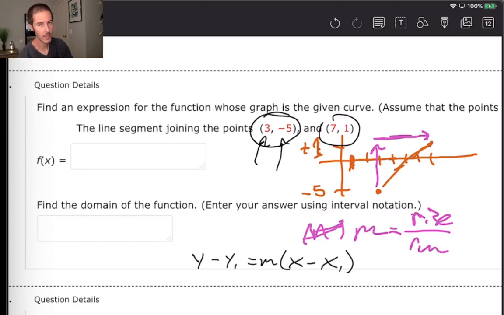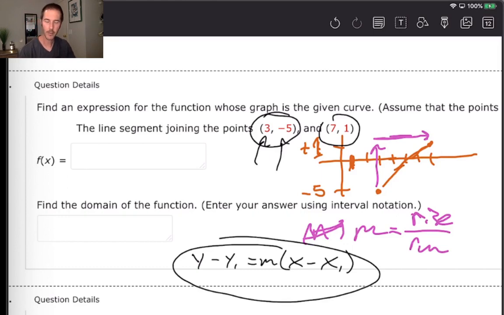Pick one of those points to be x1, y1, plug them into this equation with your m value that you've determined, and then solve that equation for y. That is what will eventually go into this space. And then you need to figure out the domain of that function. Use interval notation. And I'm going to leave it to you to play with that.